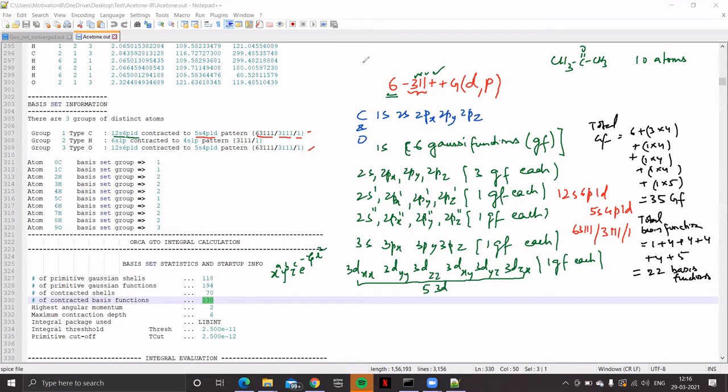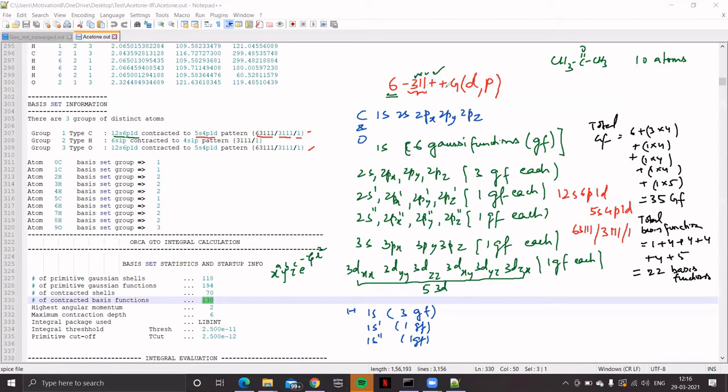Let's go for the hydrogen. For hydrogen, there are no core electrons, only valence electrons. So using only the valence orbital, but that valence orbital is triple zeta. So one contracted basis function, that is 1s, is made up of 3 Gaussian functions. Another contracted basis function is made up of 1 Gaussian function. Another contracted function, double prime, is again made up of 1 Gaussian function. That's the meaning of 3, 1, 1.